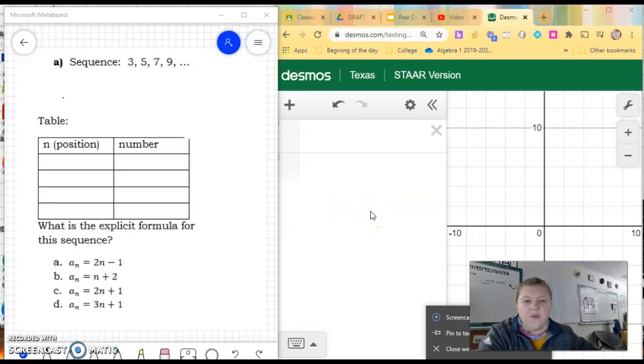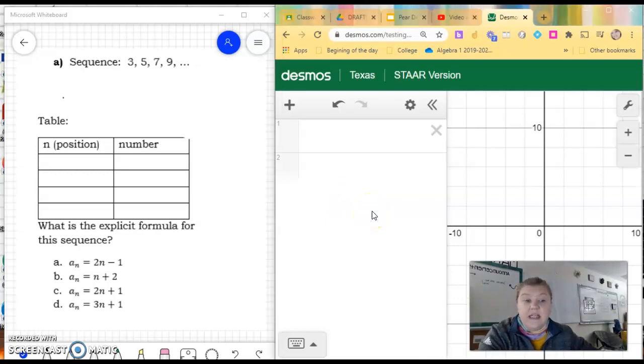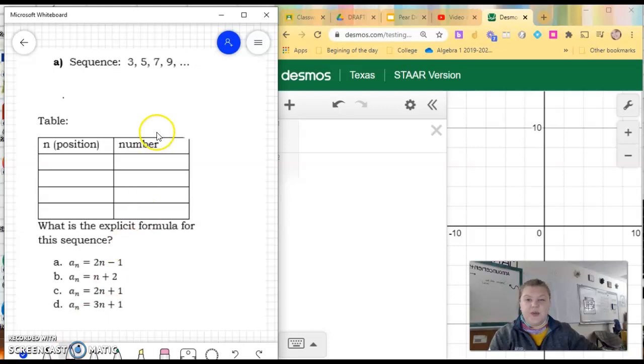All right, guys, so now that we know what a sequence is, we're going to talk about how you then take a sequence, create a table from it, and then figure out the general formula for that sequence. And so the first thing we're going to do, when we have a sequence right here, is put that into a table.